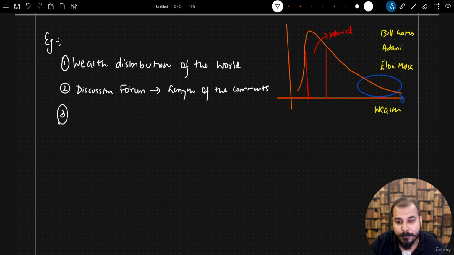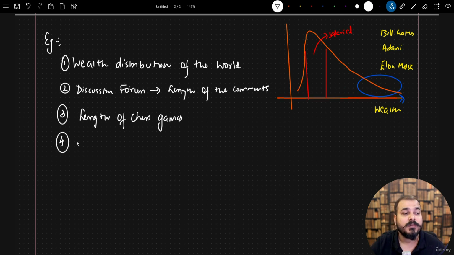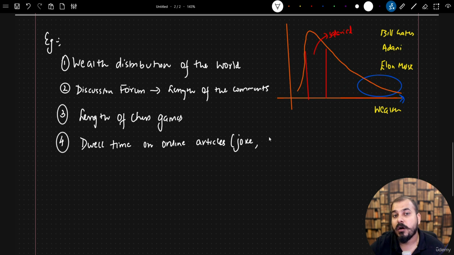Some more examples: the length of chess games also follows a log normal distribution. Another example is dwell time, which is the time you spend on online articles like jokes or news. This also follows a log normal distribution very well. So here are some of the examples. Most datasets of this type usually follow a log normal distribution.